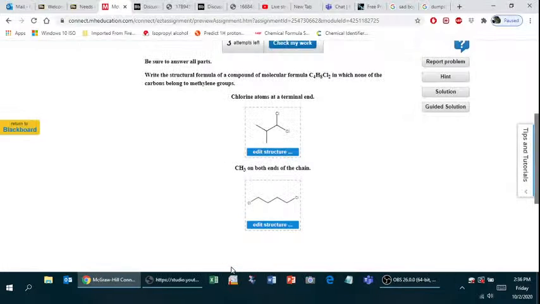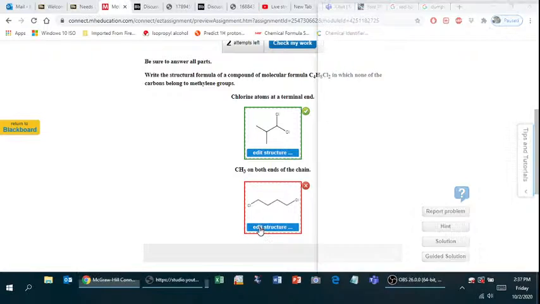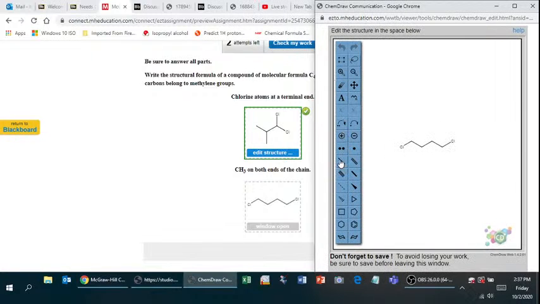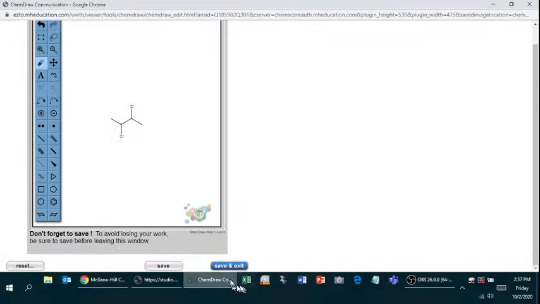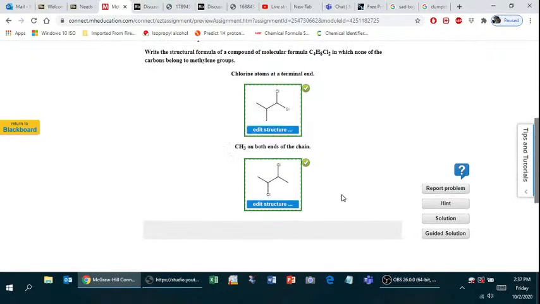So I got my two structures. I have the 1,1-dichloro 2-methyl propane, and then I have 2-chloro 2-methyl butane. Let's see if this works. Oh, oops. Wrong problem. I meant to put those here. Okay, so that's the answer to 20, is that you have the dichloro and then you have the ones that were on the... Oh, anyway.